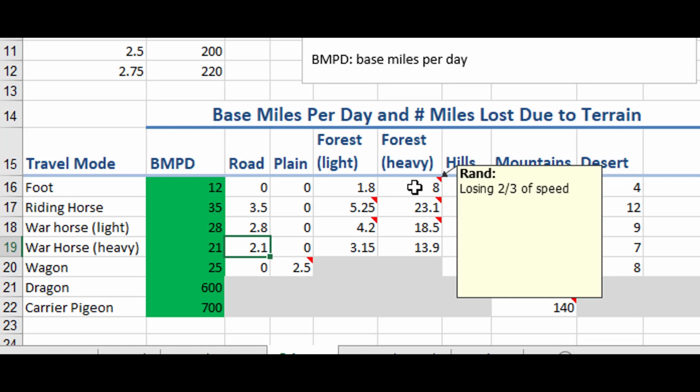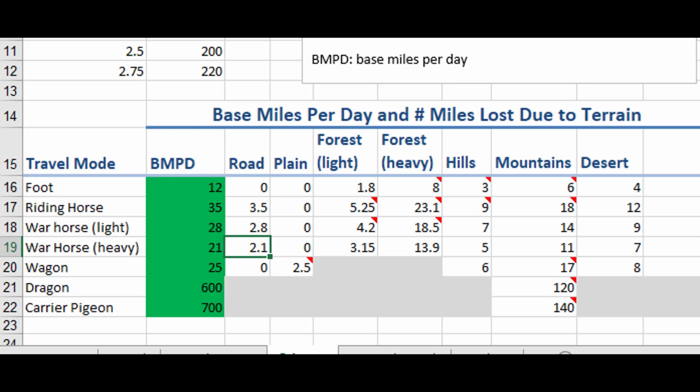I also have notes, which you can tell the existence of by these little red triangles. So for example, this note on the heavy forest line on row 16 says, in heavy forest, you're losing 2/3 of your speed. And the reason for that is that you would have to be hacking through the underbrush. There's no road for you to travel, and there's too much underbrush for you to just bypass everything. You're going to have to cut your way through it or keep finding your way around. You're probably going to lose a lot of speed, and therefore your number of miles per day will be significantly reduced.